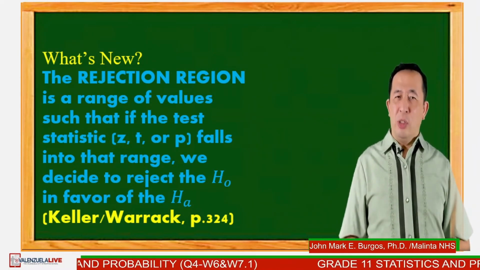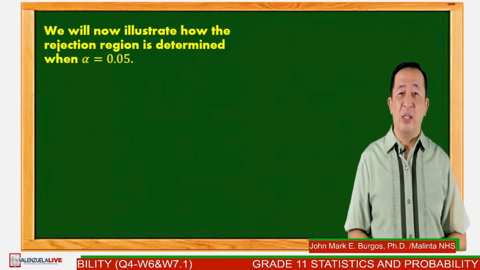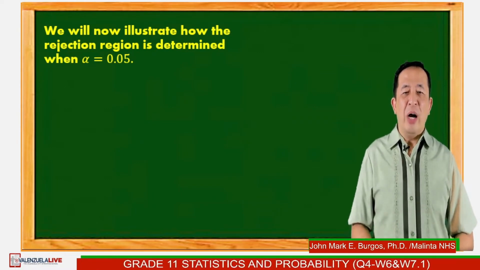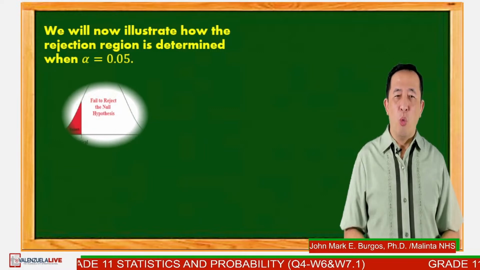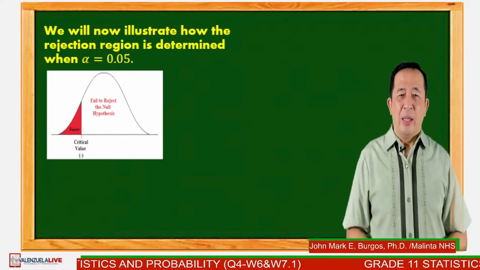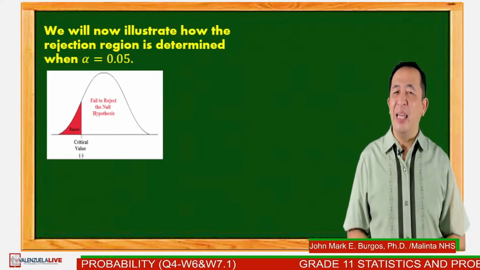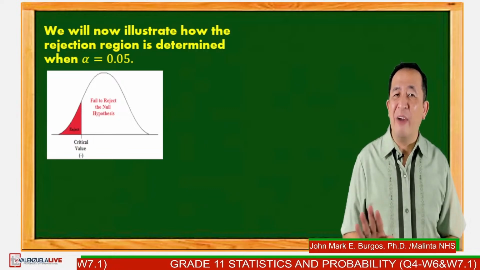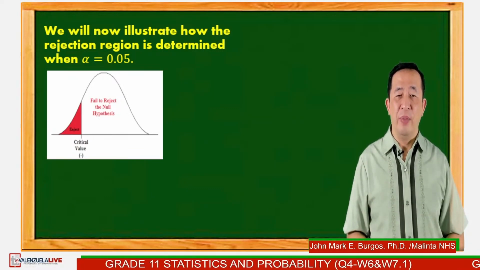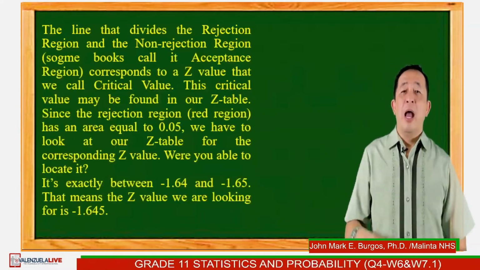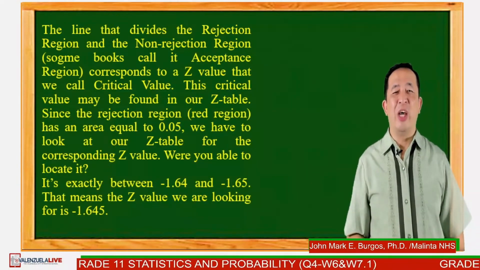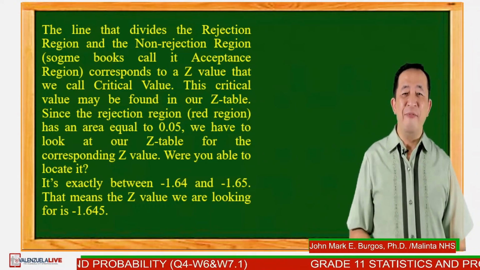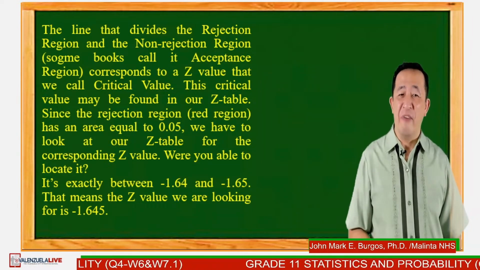Now we will illustrate how the rejection region is determined when alpha is equal to 0.05. For a left-tail test or one-tail directional test, the rejection region will have an area equal to 0.05 at the extreme left side of the normal curve. You can see the figure below. The line that divides the rejection region and the non-rejection region corresponds to a z-value that we call the critical value.